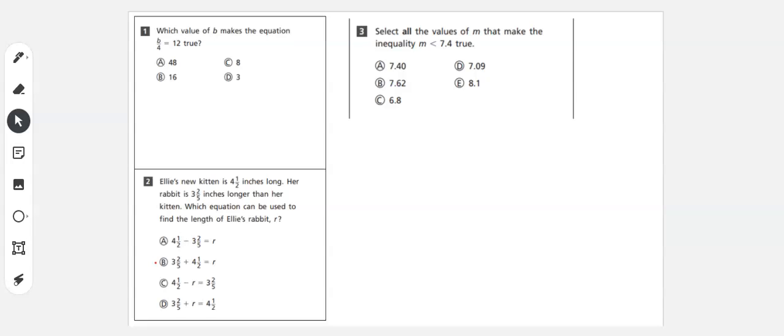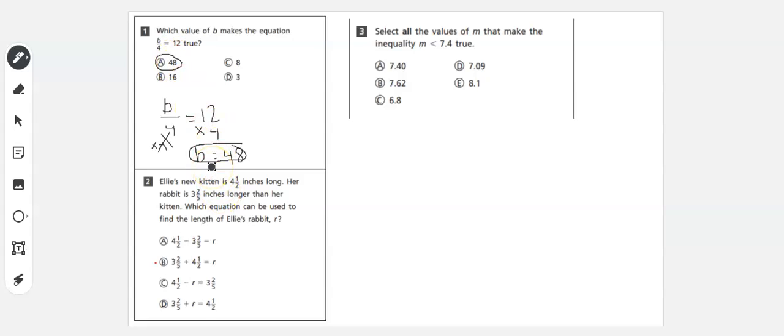This is Module 9 review. Let's take a look at number 1 and solve this problem. Which value of b makes the equation b divided by 4 equal 12 true? You can either do a guess and check method, that is fine on this one, or if you want to go straight into it to figure out what it is, you would multiply 4 on both sides. 12 times 4 is 48, so b equals 48. That's this answer right here.